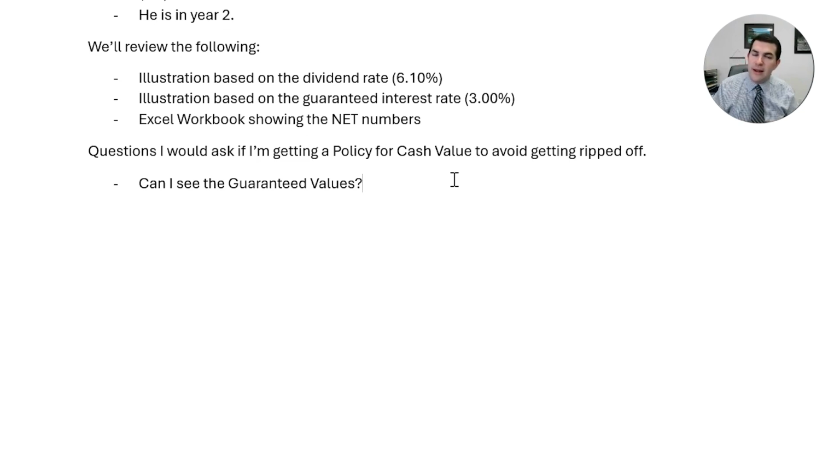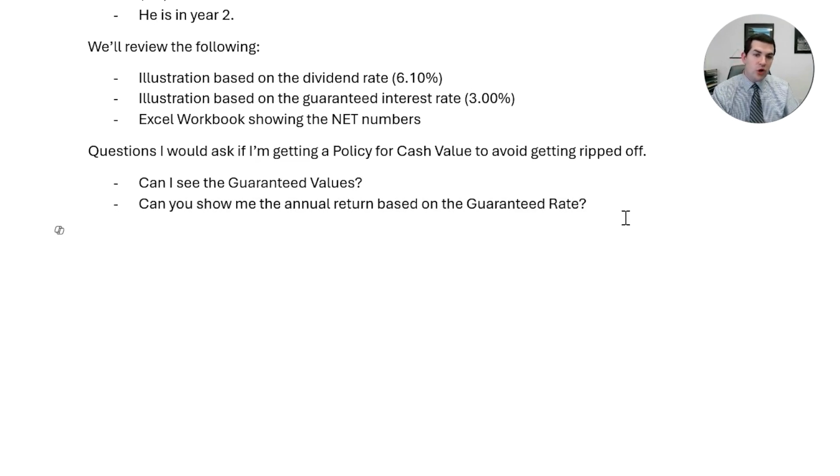However, it is your money. I would 100% ask for this. If a family member of mine or my cousin is getting a policy from someone else and I wasn't in the business, I would say, ask for the guaranteed values. If they don't provide, ask again. Very important that you see that. Next, I would ask, can you show me the annual returns based on the guaranteed interest rate? Ask for that. Not everyone wants to show it.